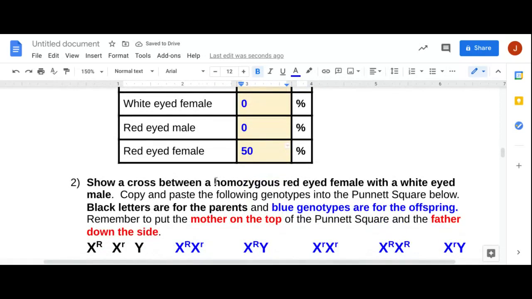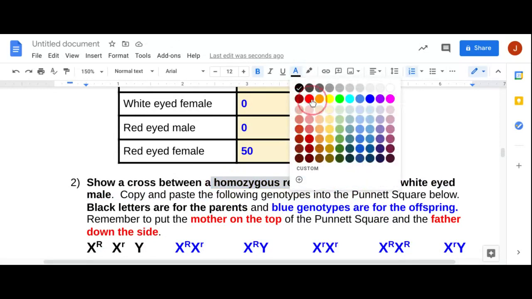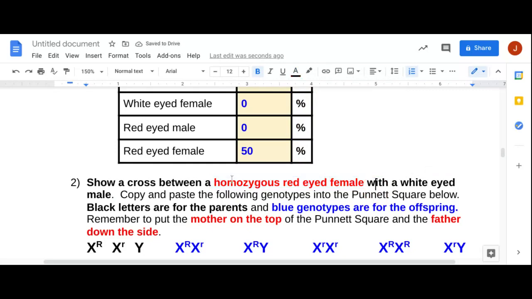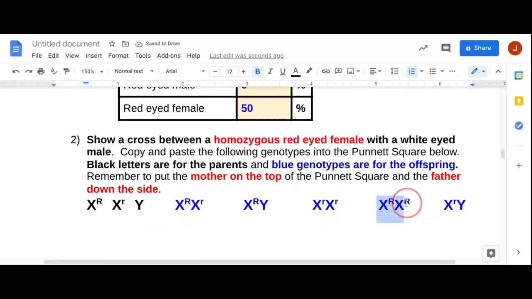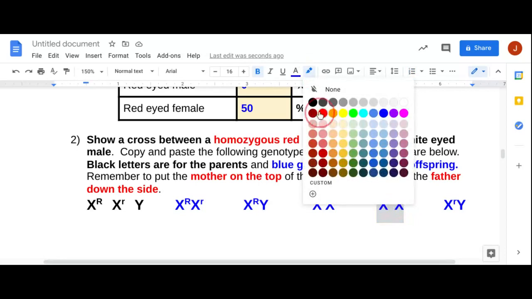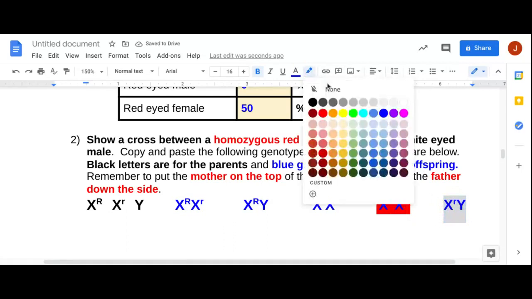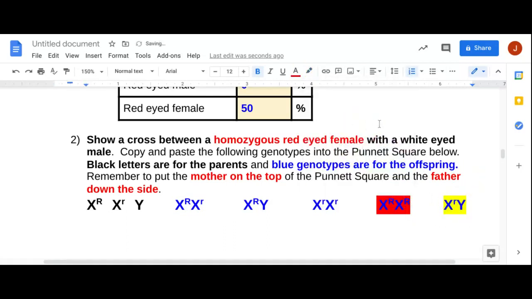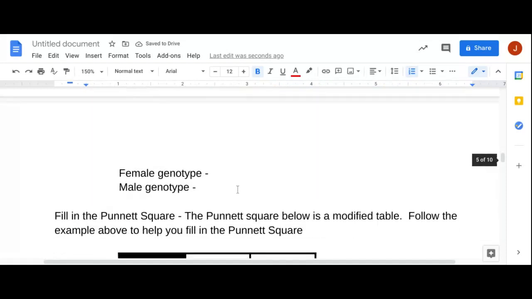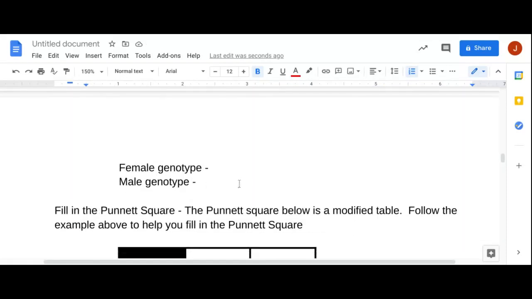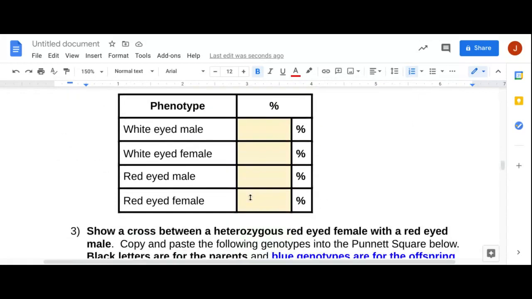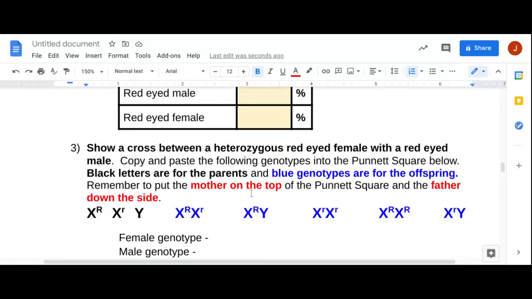So this is a cross between a homozygous red-eyed female and a white-eyed male. So homo means same. So it's this one right here. And then a white-eyed male. This would be white-eyed male right here. And you would do the same thing, where you would put your female genotypes and male genotypes and then fill in your Punnett square the same way we just did it. You'll have 2 more of those.